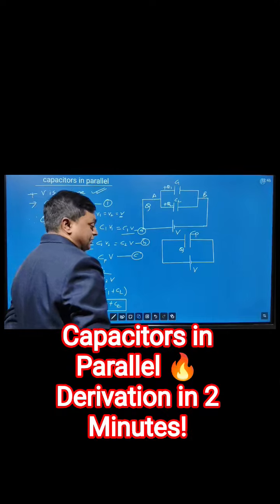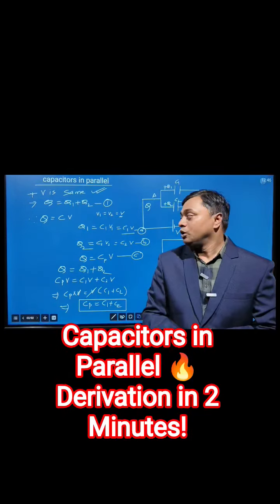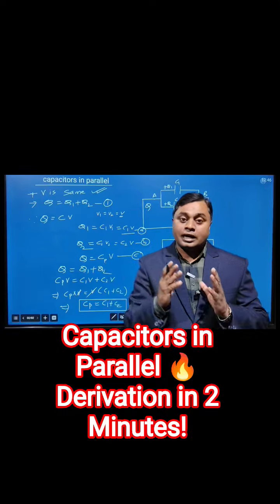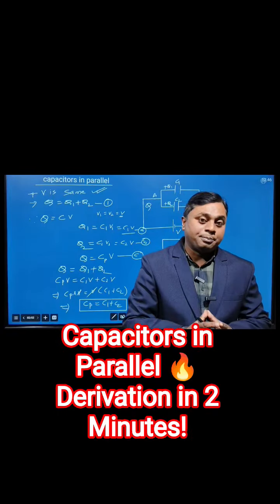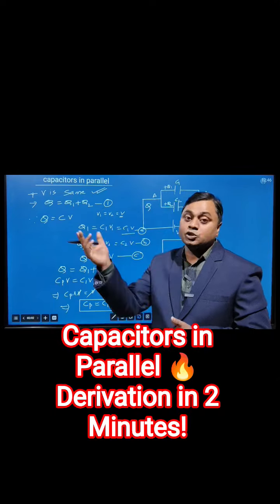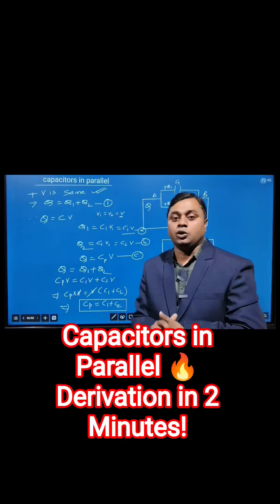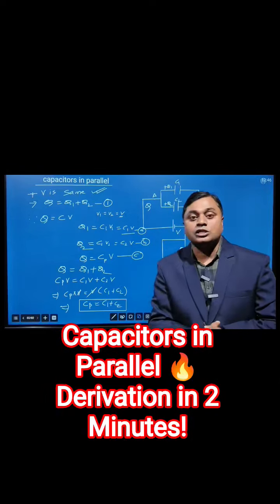So capacitors in parallel is similar to resistors in series. Yes or no? Here in parallel, whenever two capacitors are connected in parallel, Cp is equal to C1 plus C2. In series also, when two resistors are connected in series, Rs is equal to R1 plus R2.